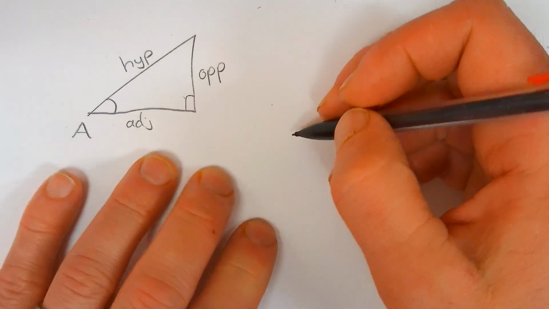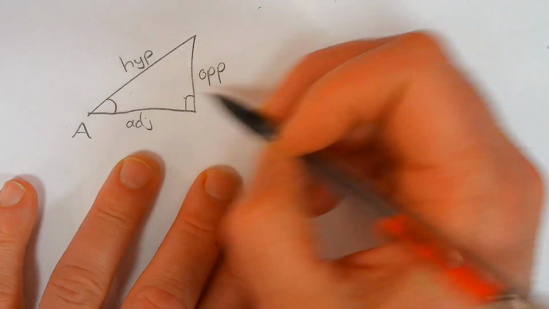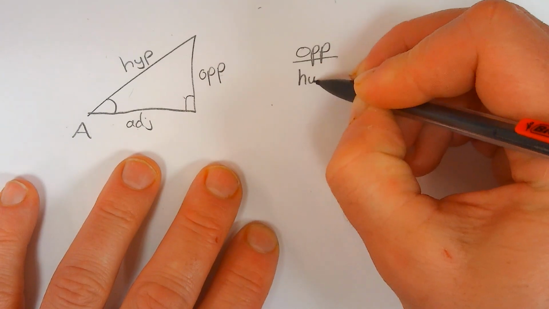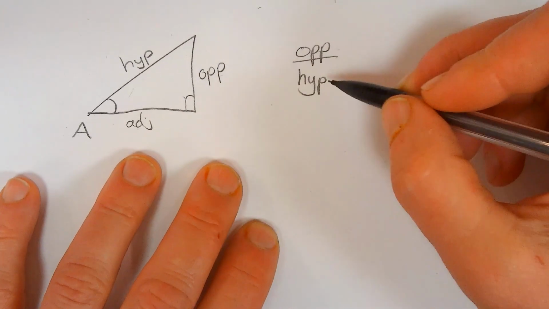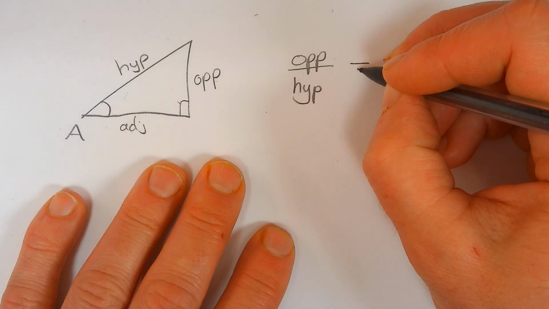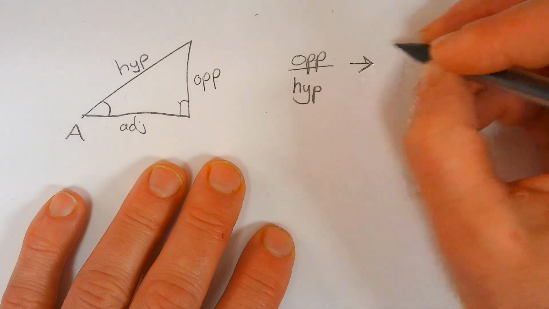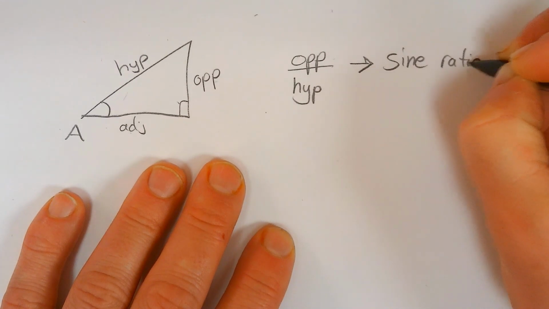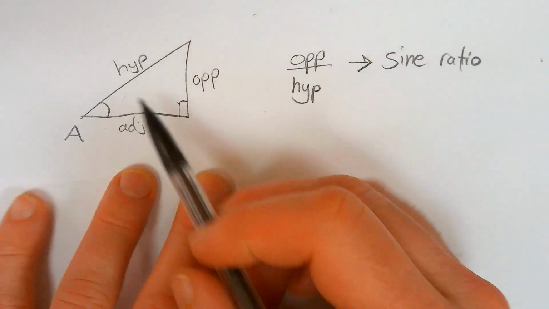But when we start getting ratios set up, like the opposite over the hypotenuse, we call this the sine ratio. It has a special name because these ratios are the same for every triangle.